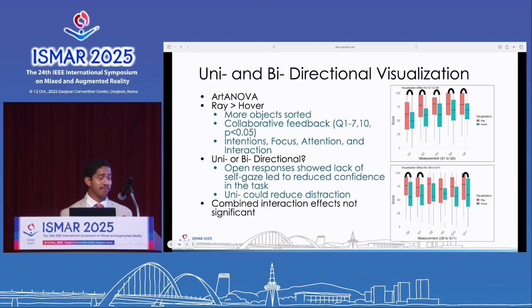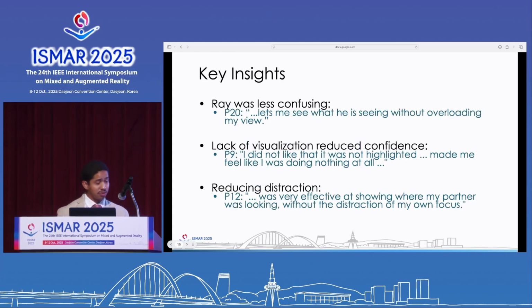And overall, the combined interaction effects of directionality and the visualization did not produce any significant effects. So some key insights that we were able to gather from the study itself was overall, ray was less confusing, with participants saying, it lets me see what he is seeing without overloading my view. In a dynamic environment in which shared gaze visualizations are implemented to provide mutual understanding of collaborators, it is kind of overwhelming to have so many moving parts, which is understandable.